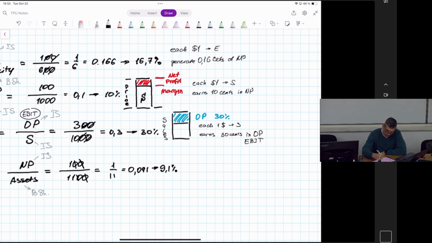So now if you use the same picture, here we have assets. This is our base, 100%. And in this 100%, there is an itsy bitsy piece, this is our net profit in comparison to our total assets. Itsy bitsy little one.